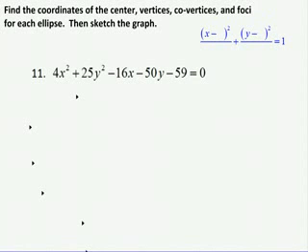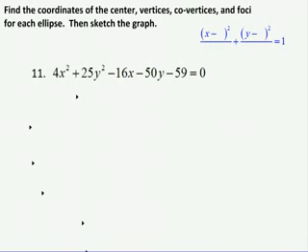In this problem, we're going to find the coordinates of the center, the vertices, the covertices, and the foci for the ellipse with equation 4x squared plus 25y squared minus 16x minus 50y minus 59 equals 0. And then we're going to sketch a graph. So in order to do this, we need to change the equation into standard form.